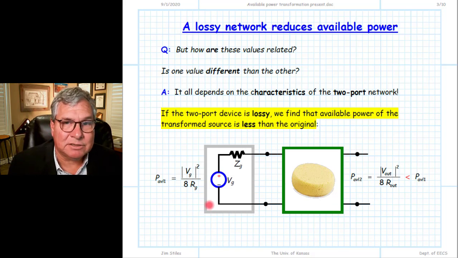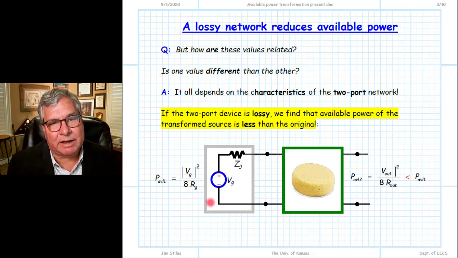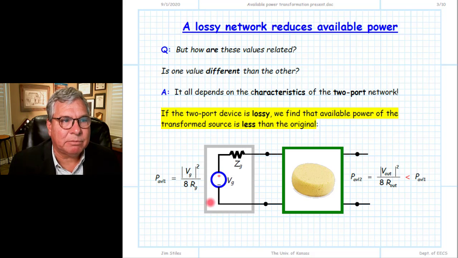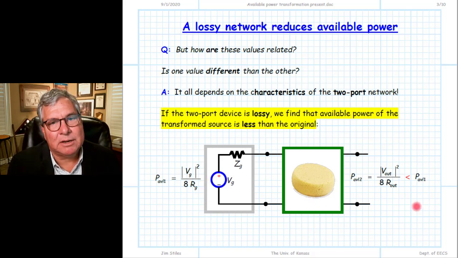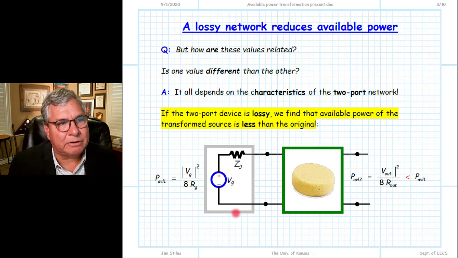And to a certain extent, this is no surprise. If we have a device that will reduce the rate of energy flow through it, then it's reasonable to expect that the device likewise would reduce the rate of maximum energy flow. And that maximum energy flow, of course, is the available power of the original source. So a lossy device will reduce the available power of the original source that it transforms.